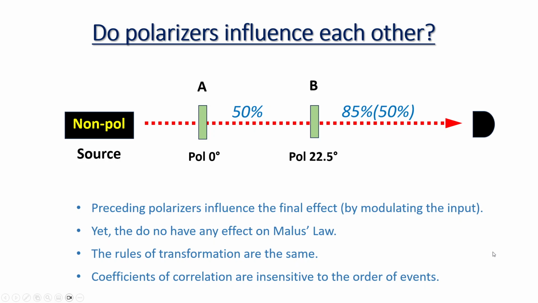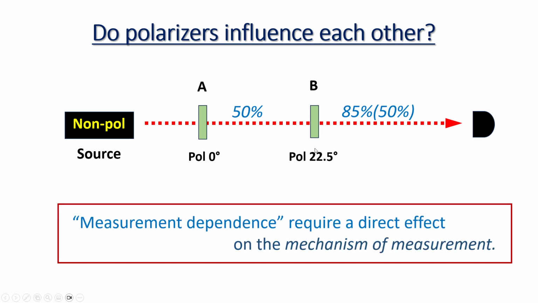Accordingly, if we have two polarizers in a row, we cannot claim that measurements influence each other. The exact output may be affected, but the coefficients of correlation are the same in any order. To sum up, we can only claim to have measurement dependence if there is a direct effect on the mechanism of measurement. Still, we do not have to stop here. We can ask, is there a more direct way to confirm that we have independence between sequential transformations of polarization?